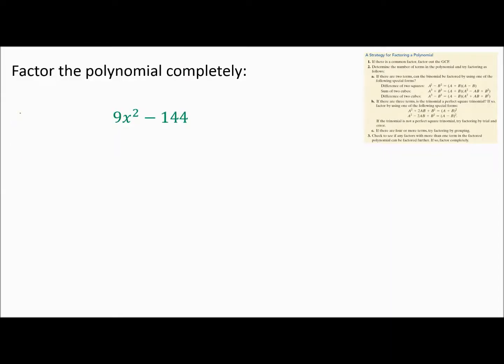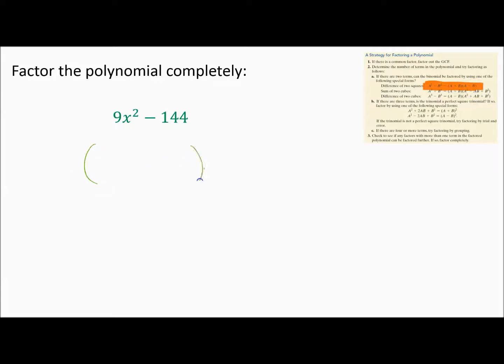All right, what do you think about this problem? When I look at this, I see a 9x squared minus a 144. And if I go down my strategy over here on the right, which is so teeny tiny, hard to see, but we have two terms. We have a 9x squared and we have a 144 with a minus in the middle. If I highlight what that is, that's this guy right here. That is a difference of squares.